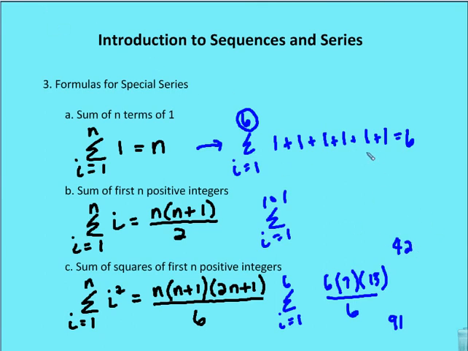42 times 13, I have to get out my calculator. 42 times 13 is equal to 546. 546 divided by 6 is equal to 91. So again, we have the same value that we get, but we just use this rule to figure it out.